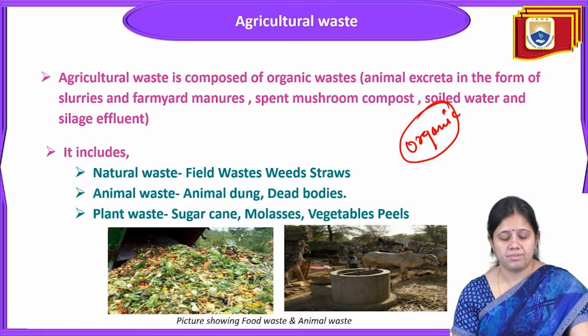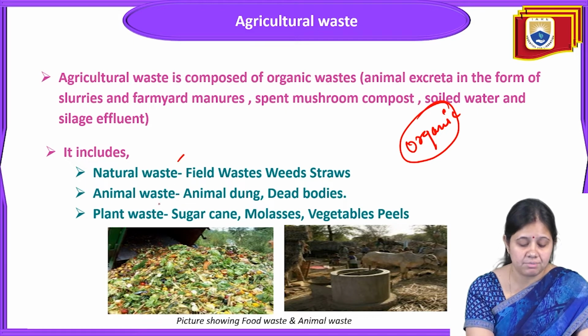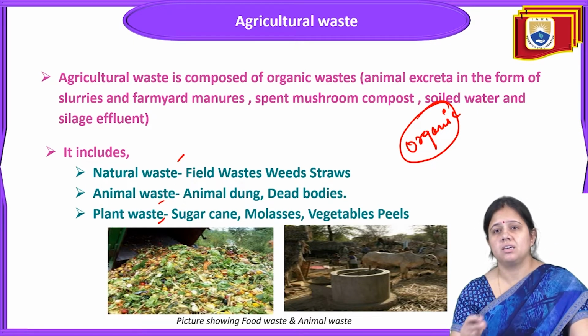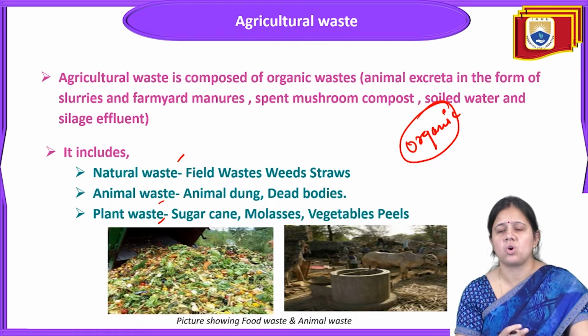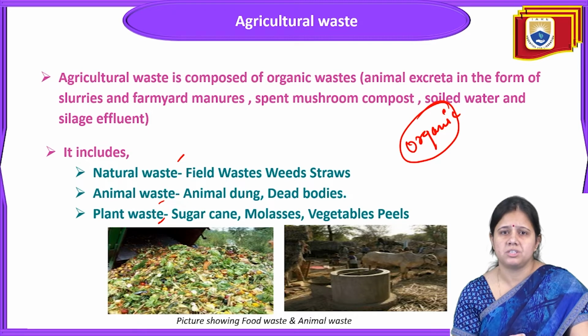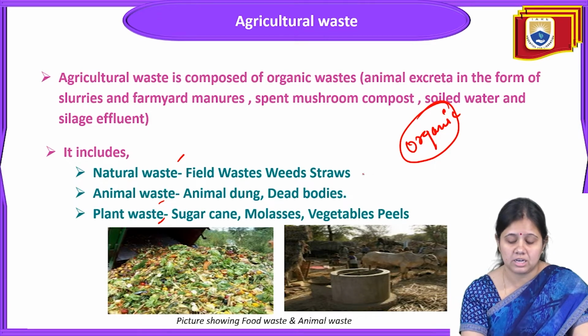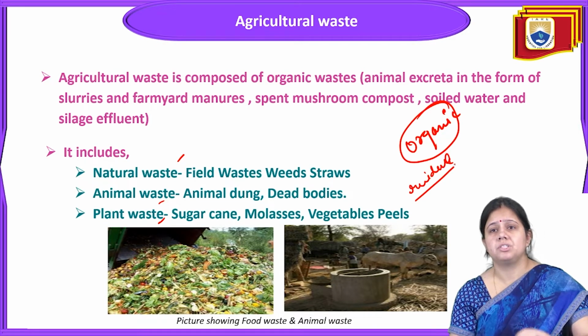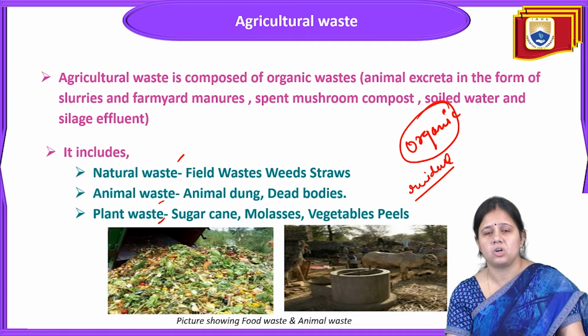The first one is natural waste, then animal waste and then plant waste. So what is natural waste? Natural waste is like field waste, weeds and straw, the residue after crop generation. That residue, generated after the cropping or cultivation of any crop, comes under the category of natural waste.